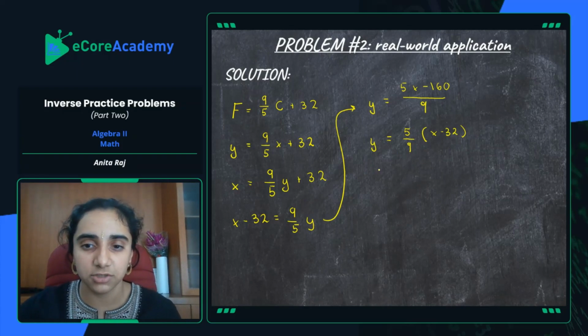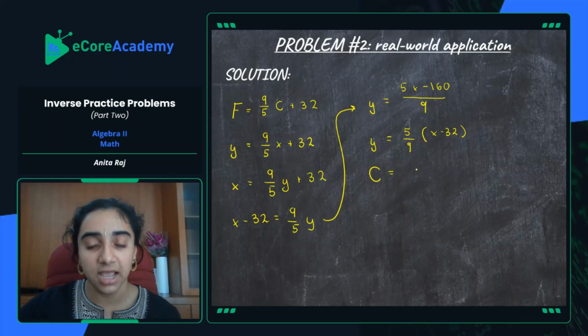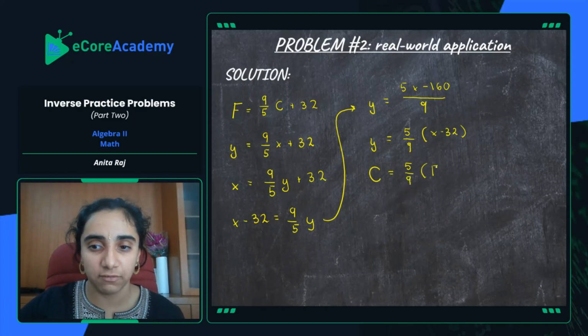And what we're going to do now is write this in terms of Celsius. So y has now become C, which is Celsius, and x has now become F, which is Fahrenheit. So this would become C equals 5/9 times F minus 32.